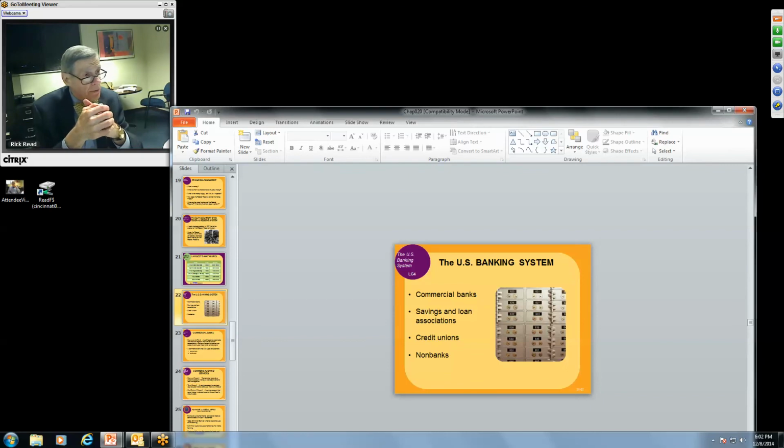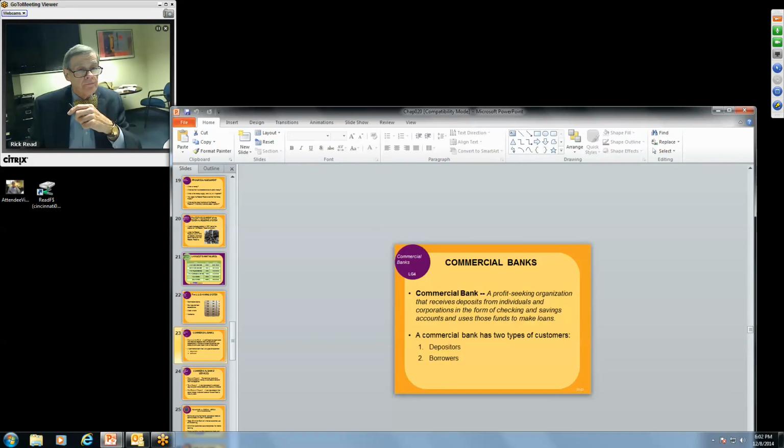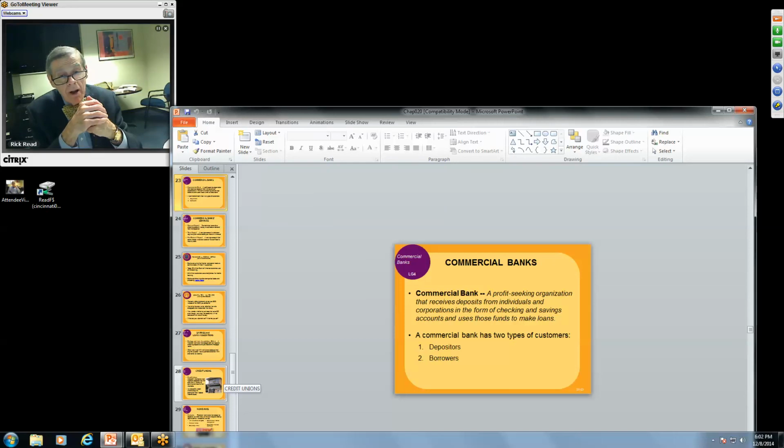The U.S. banking system is made up of commercial banks. That's what most of us deal with. Savings and loans, credit unions, and then institutions or organizations or businesses that are called non-banks. And we'll talk about that shortly. A commercial bank is in business to make a profit.